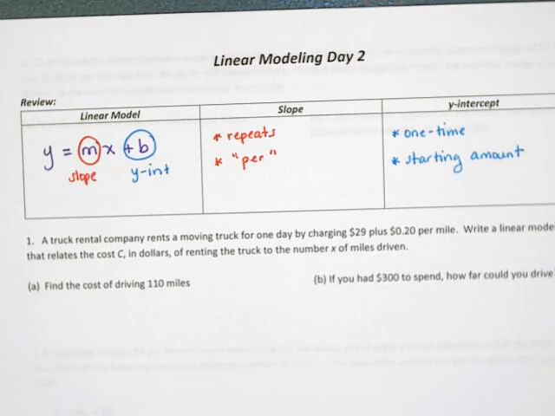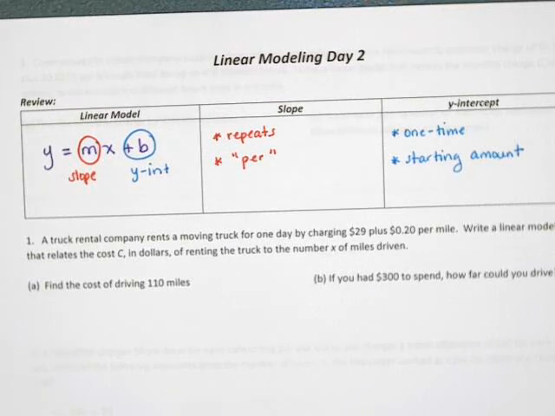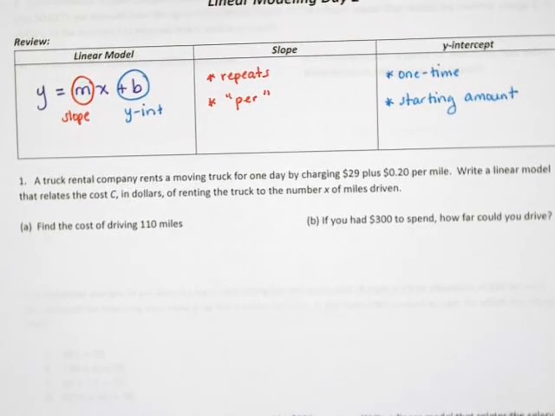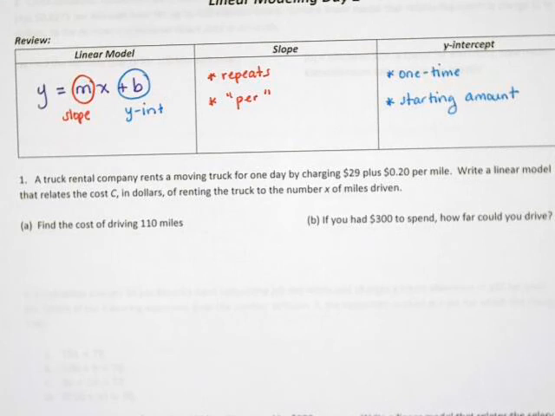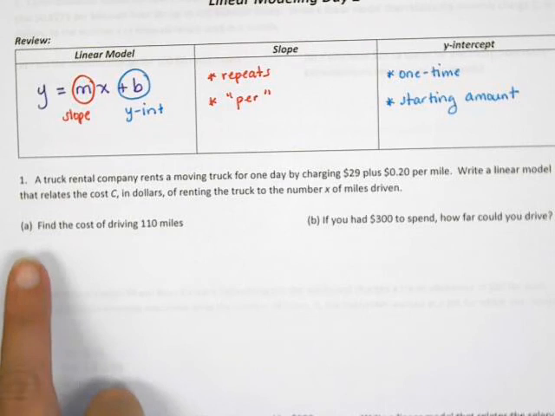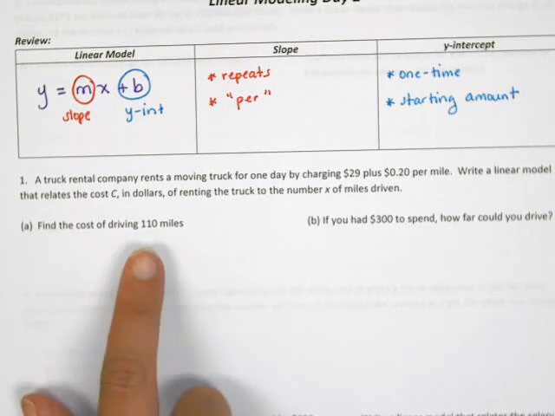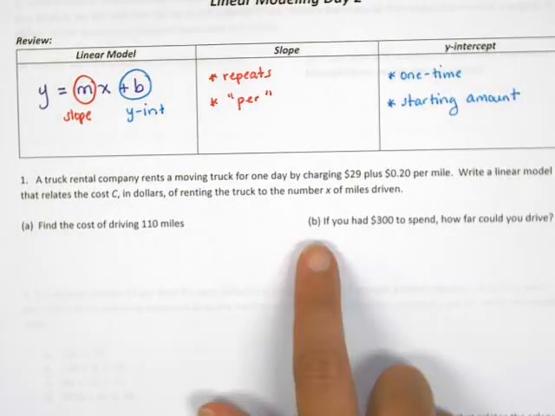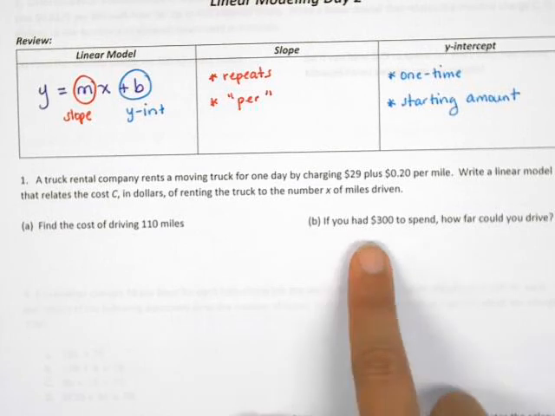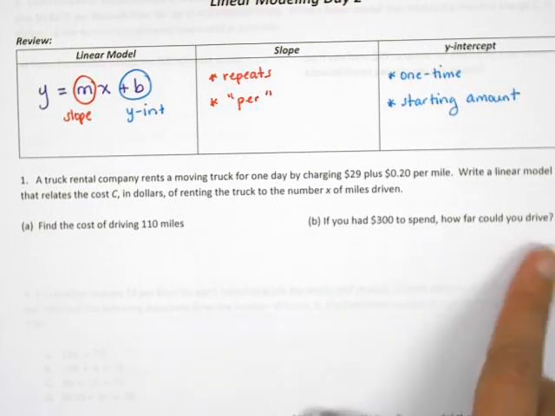Now let's take a look at an example where we're going to have to create one of these models and use it to do other things. It says in number 1, a truck rental company rents a moving truck for one day by charging $29 plus 20 cents per mile. Write a linear model that represents the cost C in dollars of renting the truck to the number X of miles driven. And then for part A, find the cost of driving 110 miles. And for part B, if you had $300 to spend, how far could you drive?